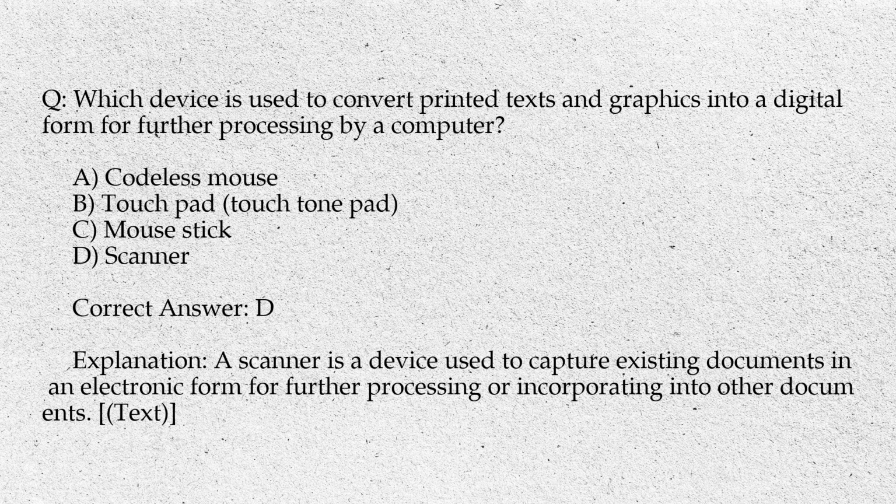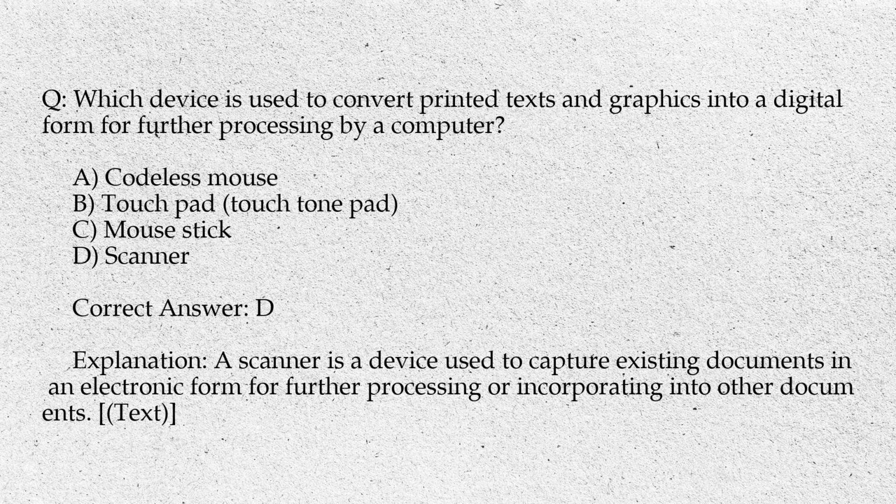Q. Which device is used to convert printed text and graphics into a digital form for further processing by a computer? A. Cordless mouse. B. Touchpad, touch-tone pad. C. Mouse stick. D. Scanner. Correct answer, D. Explanation. A scanner is a device used to capture existing documents in an electronic form for further processing or incorporating into other documents.